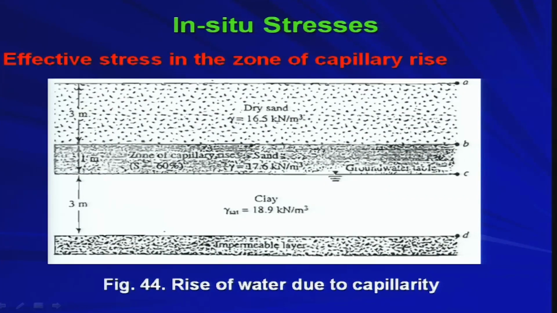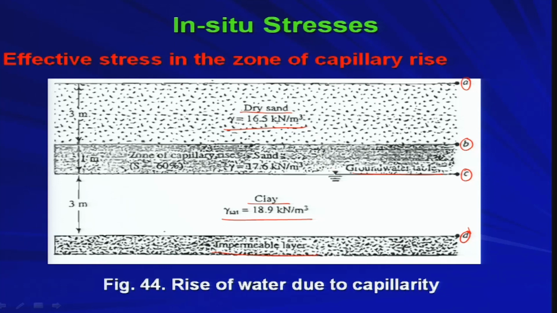Now, we will take a small numerical example problem to understand this pore water pressure and effective stress calculation in the capillary zone. If you see this deposit, the top point is A, then B, then C, then D. From A to B you have dry sand with unit weight 16.5 kilonewton per meter cube. Then from B to C it is also sand, but let us talk the other way: the bottom deposit is an impermeable layer. On top of that you have the clay layer, which has gamma saturated of 18.9 kilonewton per meter cube, because it is under the groundwater table. The groundwater table is here.